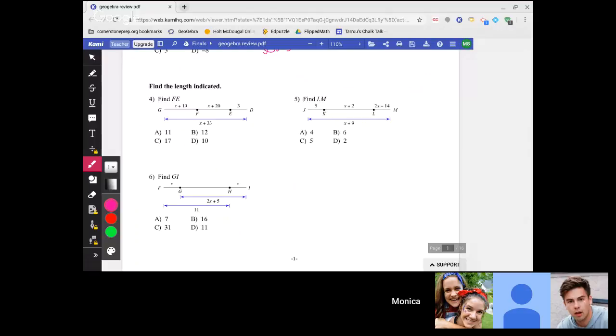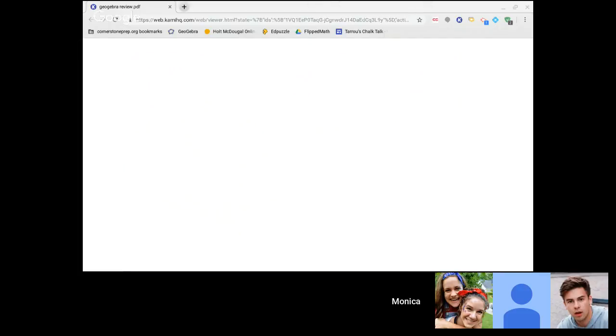Okay, so looking down here at number 4, again, these are the segment addition postulate. So you have x plus 33 is the whole length there. And we're going to solve just for FE. In order to do that, we have to find out what x equals. The segment addition postulate says the part plus the part equals the whole. So we know if we add x plus 19 plus x plus 20 plus 3, that's going to equal x plus 33, because it's the parts, and that equals the whole thing. You good with that so far?